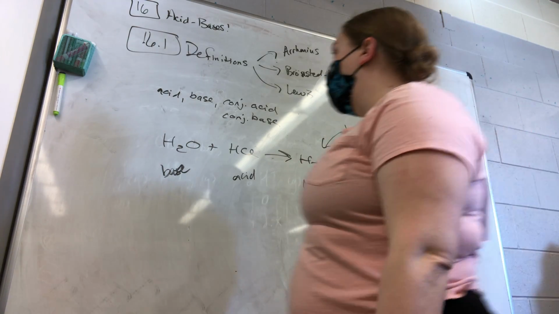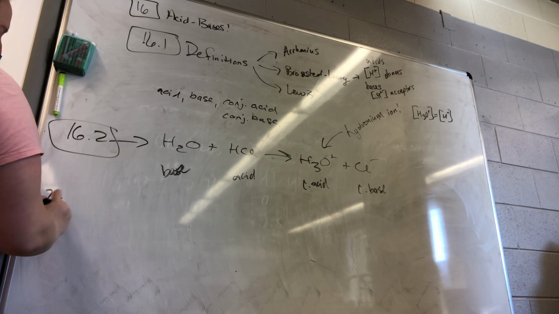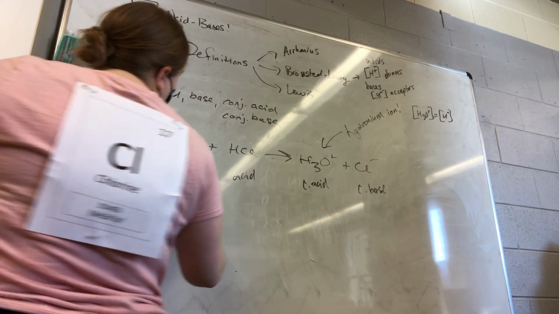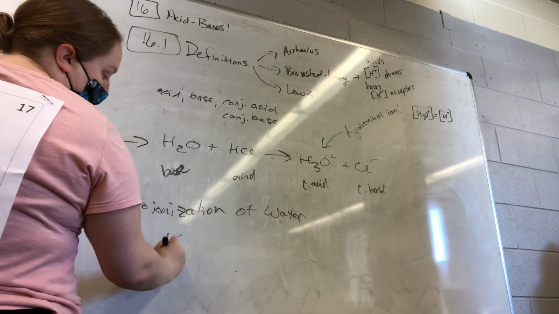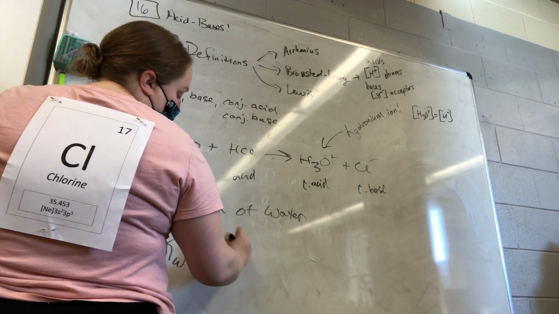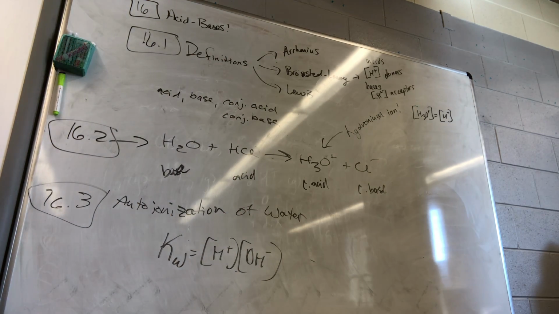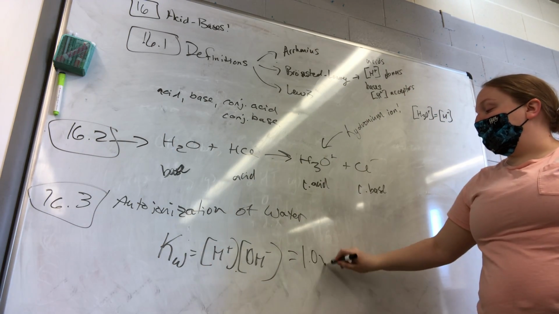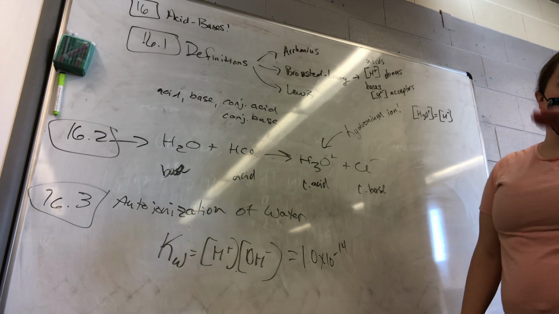The autoionization of water. So this was actually the autoionization of water, the Kw. AKA when water splits into positive and negative, we get this. Remember that for pure water at 25 degrees Celsius, this is 1 times 10 to the negative 14th, which then, of course, sets the stage for the pH scale.